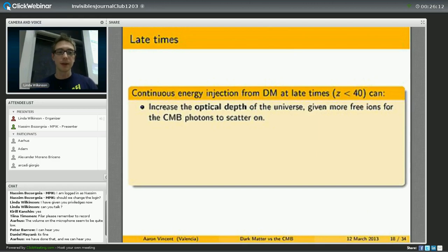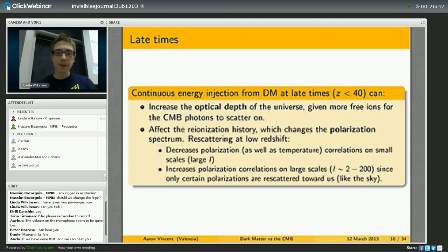So what happens at late times now? And by late times, I mean, say, Z smaller than 40. Well, what happens is as you continue to ionize the intergalactic medium, you're increasing the chance that a CMB photon will rescatter at some point between the surface of, quote, last scattering and the present day. This increases the optical depth of the universe, and so this affects the reionization history, and it will actually change the polarization spectrum.